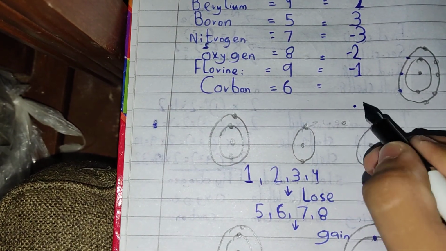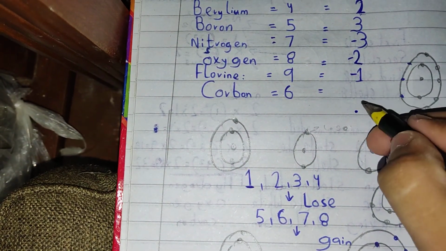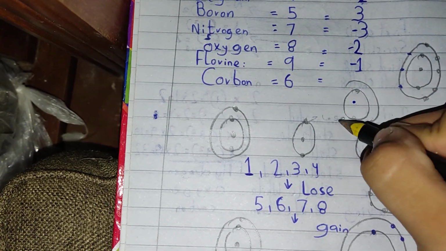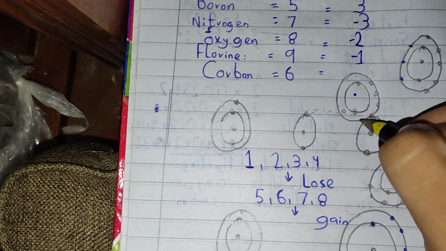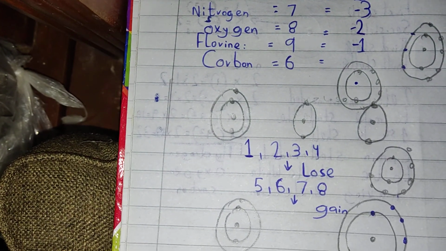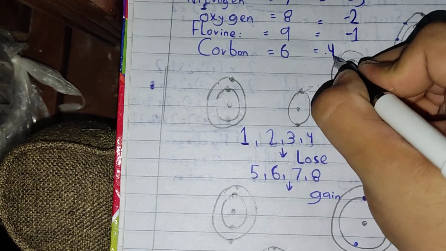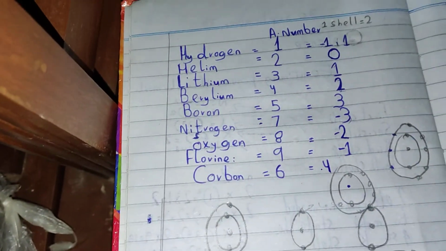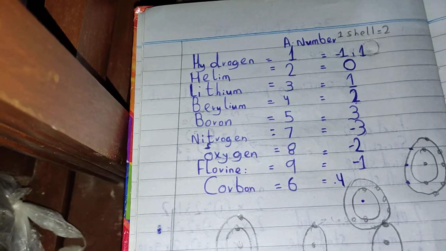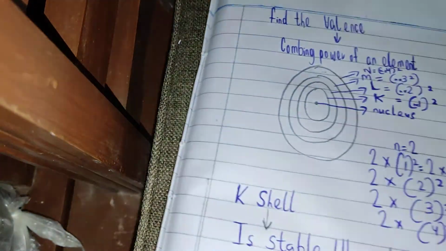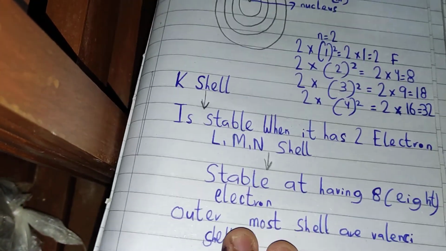And carbon, first the nucleus, 2 and 1, 2, 3, 4. So it needs 4, and I said that if it is 4 or less you can borrow, so it will be +4. So this was how we can find the valencies of different elements.